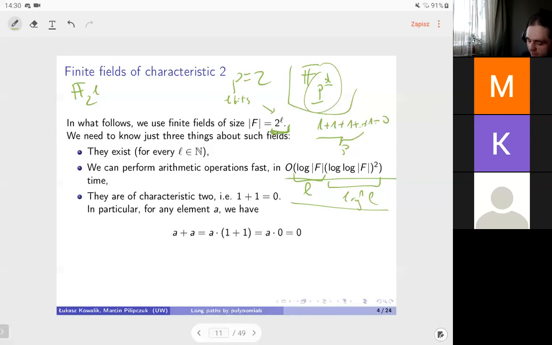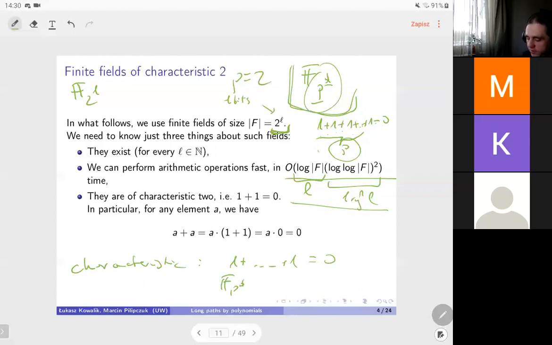The important part is that this F_p to the d has the property that adding p ones gives you zero. This is called the characteristic of the field: how many ones you need to add before you get zero. For the reals, this is infinity. You cannot add ones and get zero in the end. For F_p, this is p, but also for F_p to the d, this is p. So you add p ones to get zero.